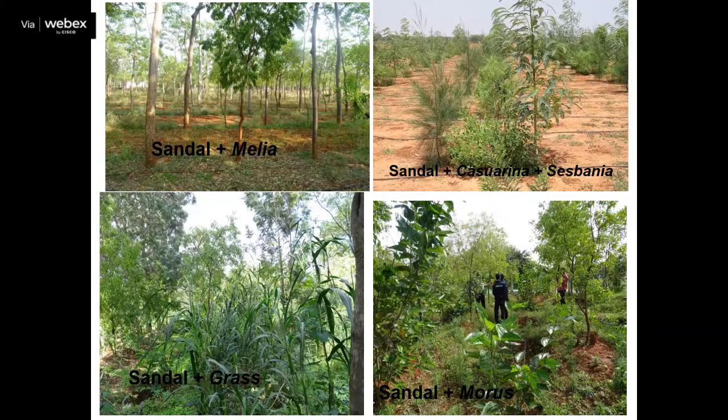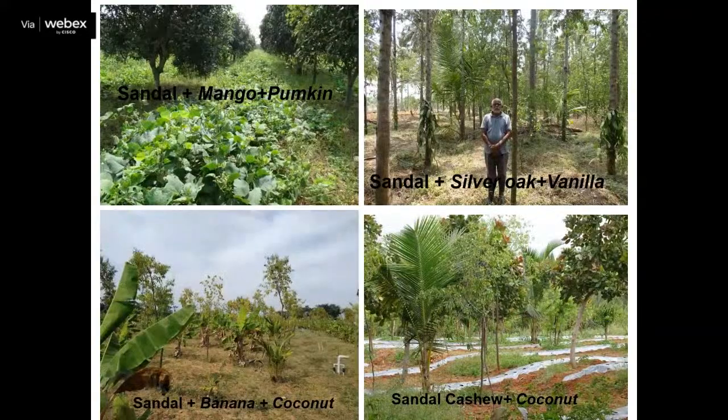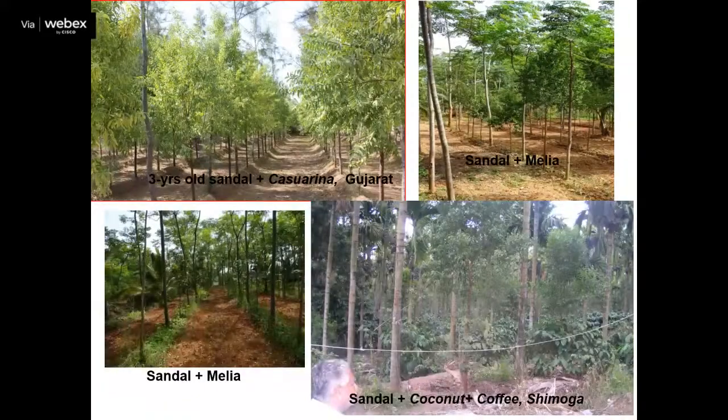And this is a melia, and in Kolar, there is another success story. The farmers are using sandal plus mulberry. Mulberry also successful. They are getting additional income as well as sandal cultivation. And this is banana, coconut, even cashew nut also people are practicing. Silver oak. So like that, almost all agricultural crops and tree crops can be used. The only thing is you have to manage properly and do the proper spacing.